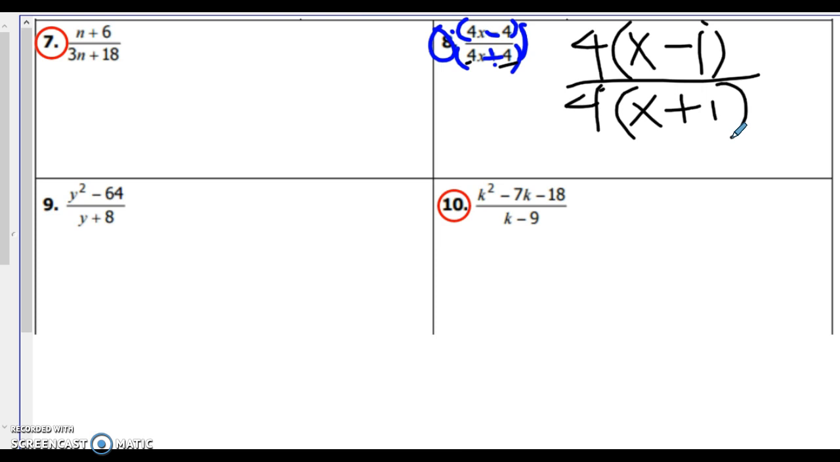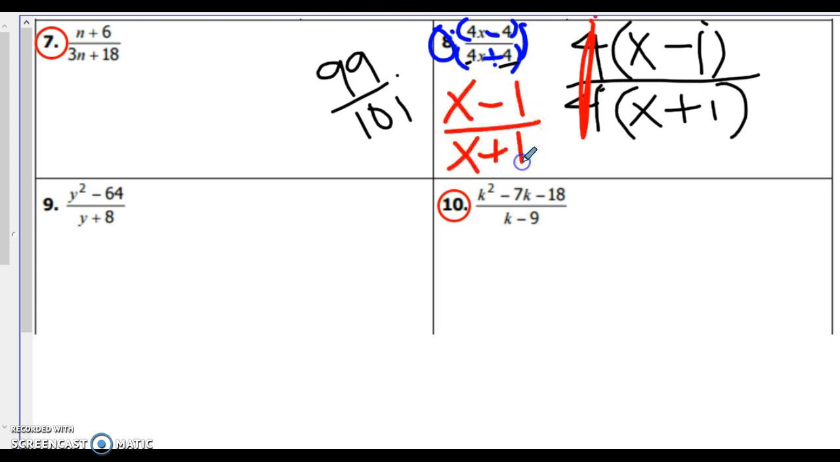Pretend that x was a $100 bill. If x was a $100 bill and I subtracted 1, I would get 99. But if x was a $100 bill and I added 1, that would be 101. Those are not the same, so I can't cancel them out. But there is something else I can cancel. The 4 over the 4 gives me 1. So my final solution in this case, x minus 1 over x plus 1, and I am done.